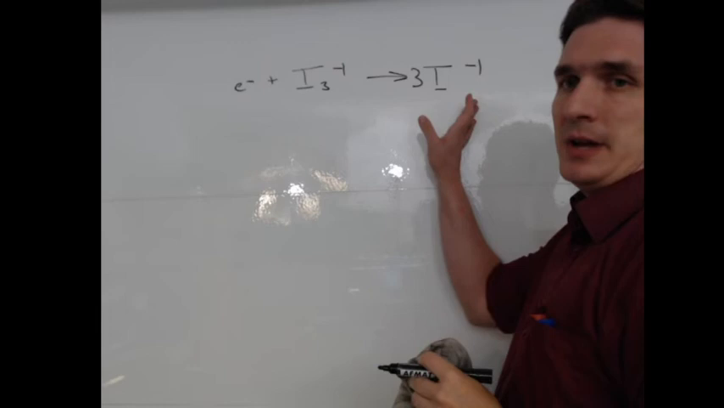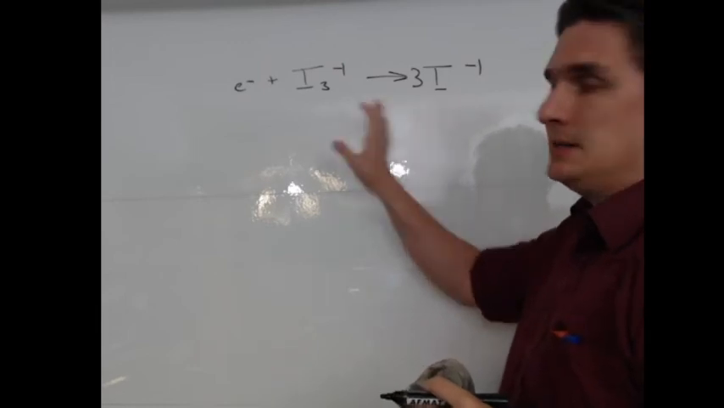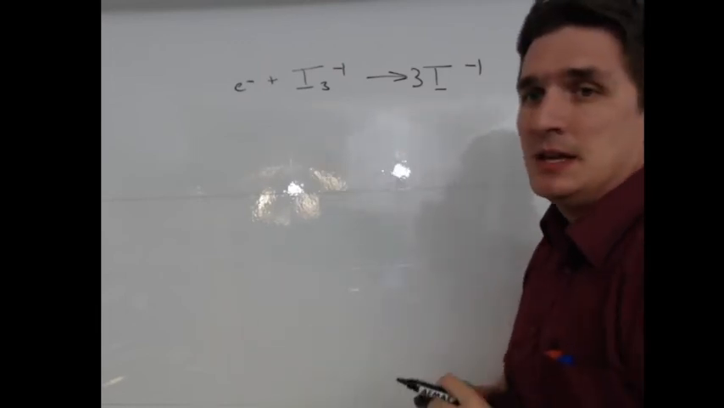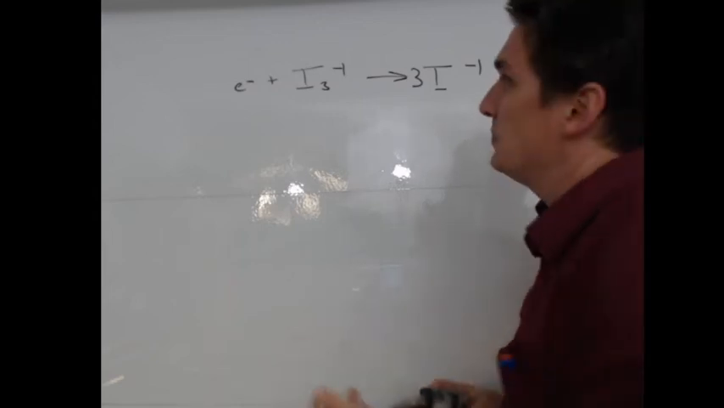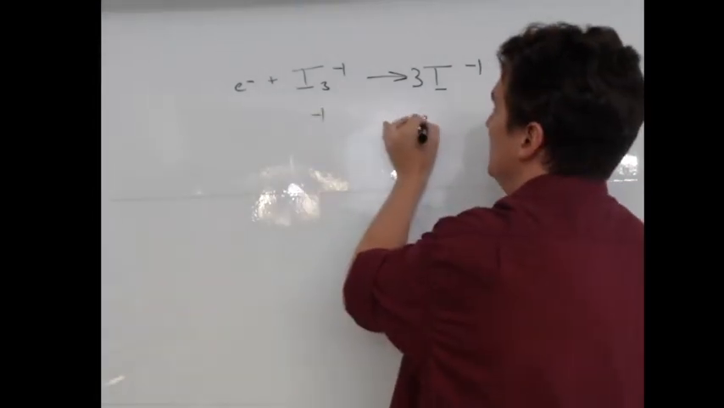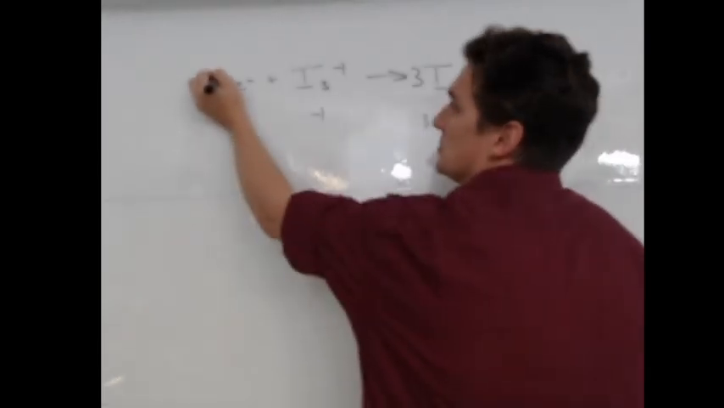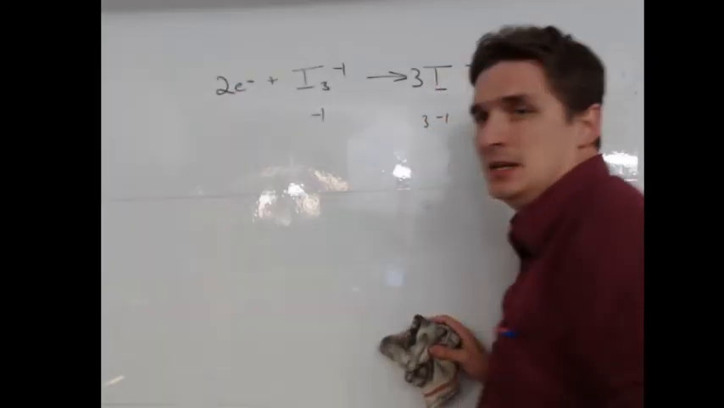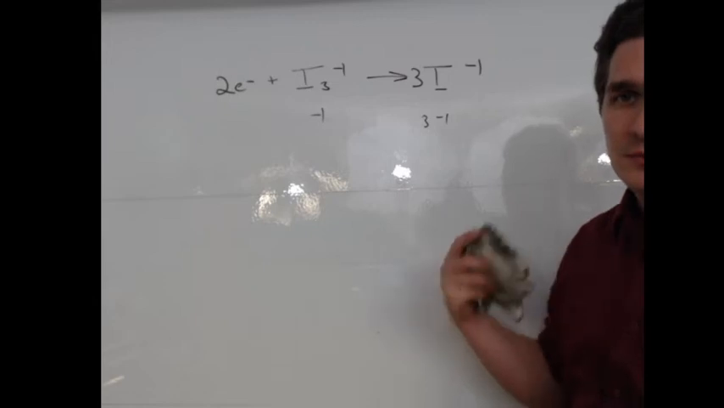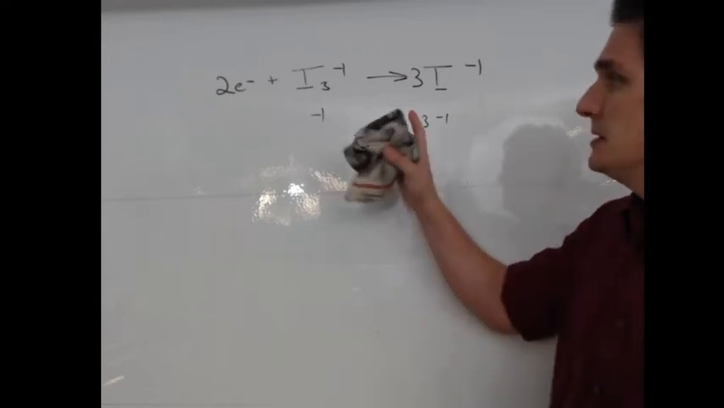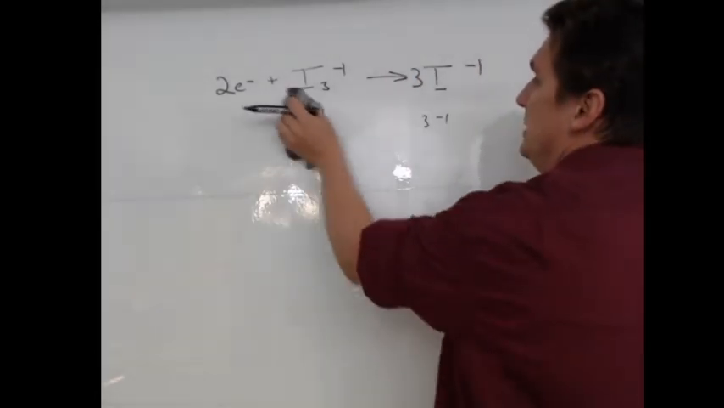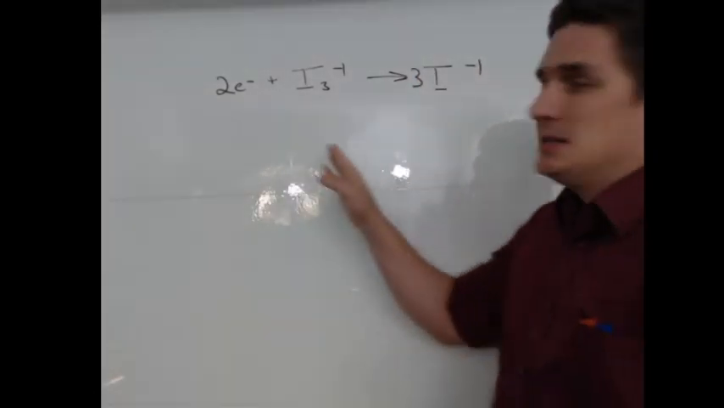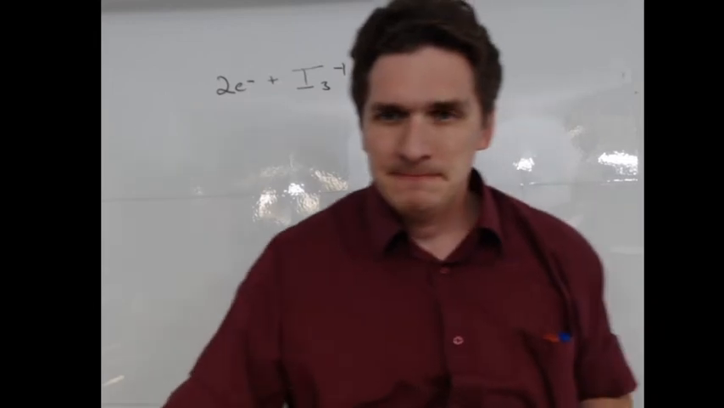So we've got 3 I negatives on the right and an I3 minus on the left. If we were to look at the number of electrons it would take to make this work, we've got a -1 here and 3 -1s here. So if we put the 2 electrons here, now we've accounted for the reaction. Now, that's it. That's how you balance this one. So you need a 3 in front of the I minus and a 2 in front of the electrons.